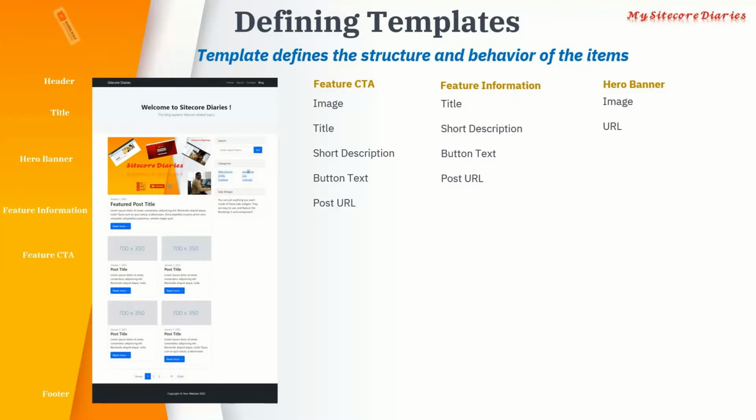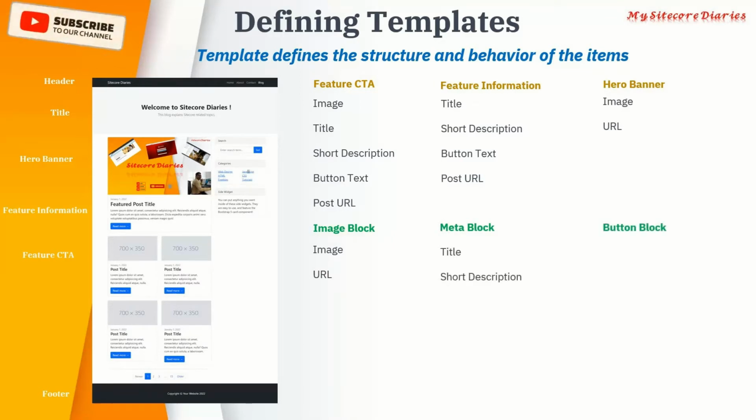This is the first thing which we will find out. Then if you observe, there is some information which is common, like short description, button text, URL, image. If you separate those out, take an image block: in the image block you will have the image and the URL. Then a meta block, where you will have a title and a short description. If you take a button, you have a button text and the post URL. So these 6 fields are covering all these 3 pieces of information.